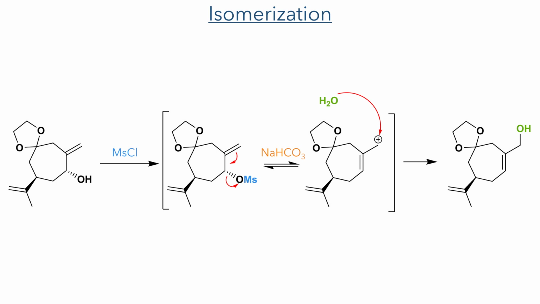This double bond and the hydroxyl group are in the wrong place for the desired coupling, so the authors isomerized it by reacting it with mesyl chloride to mesylate the hydroxyl group. This was then reacted with aqueous sodium hydrogen carbonate. This promotes the elimination of the mesylate, forming the stabilized allyl cation, which was then attacked at the primary position by water to form the desired primary alcohol.